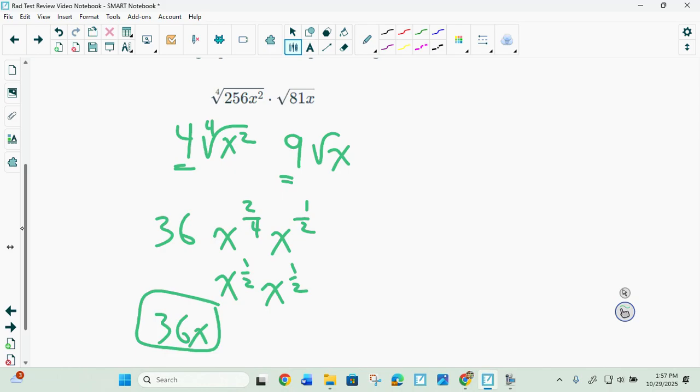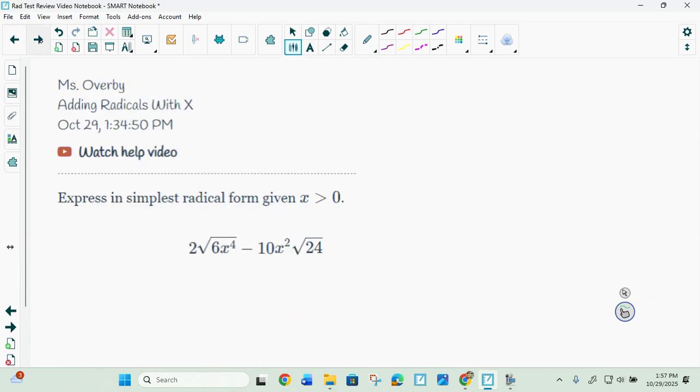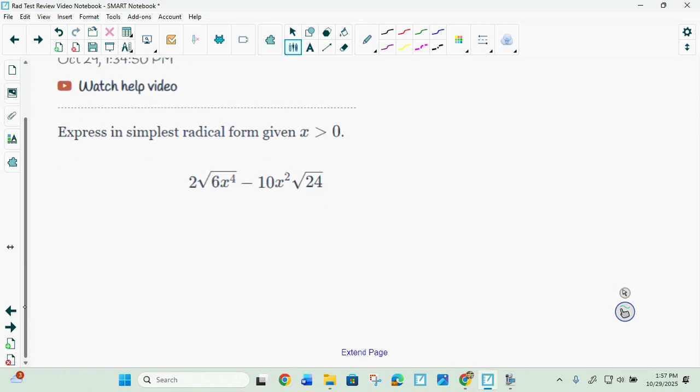We can do this. Okay, we cannot subtract 2 radicals unless what's underneath the square root sign is exactly the same. So let's simplify and see what we get. The only thing that we can take out of this is how many groups of 2 do we have in 4? We have 2 of them. But that 6 is going to stay in there. There's nothing else that's going to come out there.